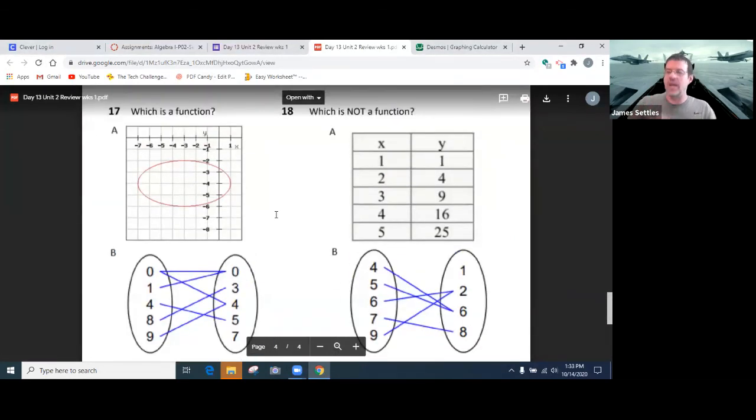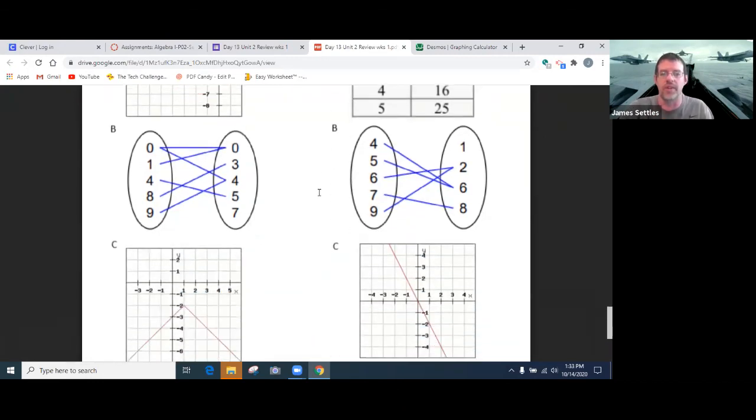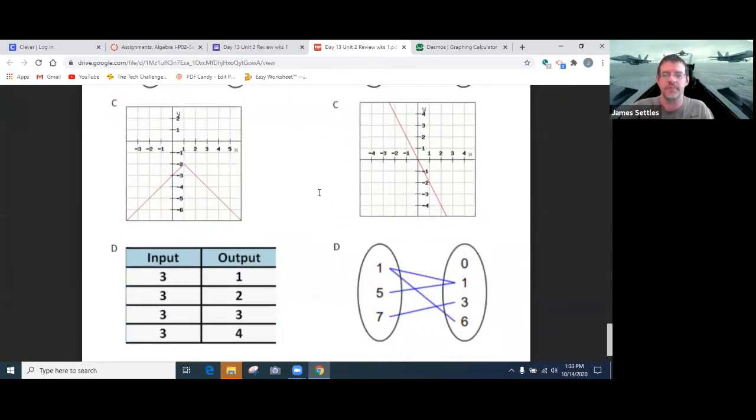All right, and be careful. I don't know that they would ask you like this, but this one's asking which one is not a function. So be careful if they're asking, is it a function or not a function? I'm looking for the one that's not a function. So right here, 1, 2, 3, 4, 5, all of the x's are different. This is a function. On B, 1 line, 1 line, 1 line, 1 line, 1 line. All have 1 line. That is a function. So we're looking for the one that's not a function.